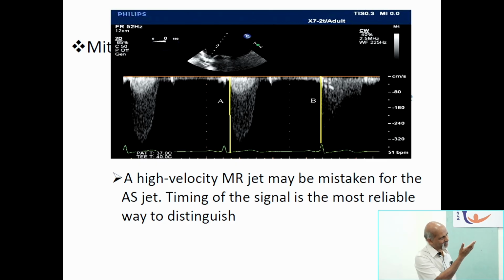But if the ECG is not there, and if you see the third picture over there, it starts immediately at the R wave. That means it's mitral regurgitation, because as soon as the LV contractility starts, the regurgitation starts. So that's why you should know that a high velocity MR jet and the normal aortic stenosis jet are different in relation to the ECG.